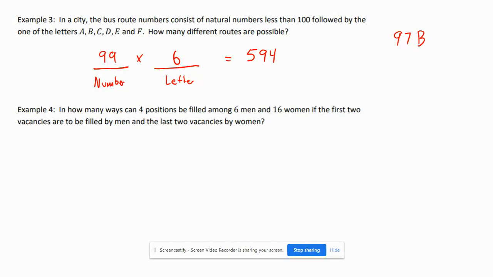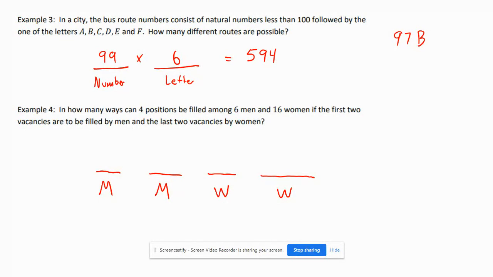Example 4. In how many ways can 4 positions be filled among 6 men and 16 women if the first 2 vacancies are to be filled by men and the last 2 vacancies by women? All right, so in this case, we're making 4 choices. Now it has to be man, man, woman, woman. So the first 2 vacancies by men, last 2 vacancies by women.